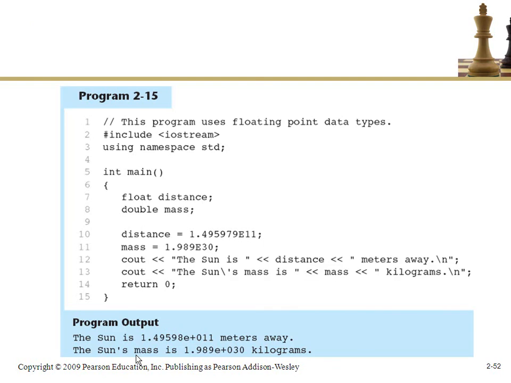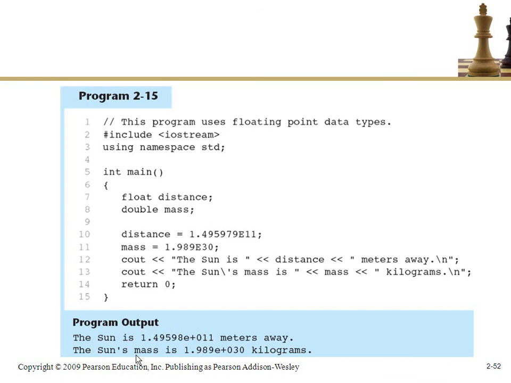Here's another example that I would like you to try sometime. This program uses the floating point data types. Line 7 defines the distance to be float. Line 8 defines the mass to be double. On line 10, it's assigning a scientific notation literal to the distance.